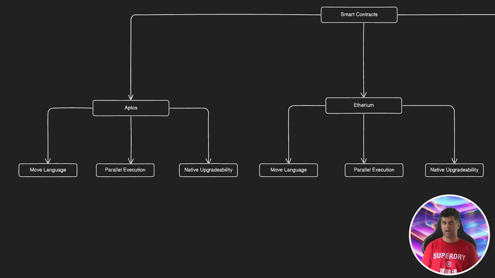Another key difference is Aptos' parallel execution engine. This isn't just a performance booster, it fundamentally changes how we need to think about our contract logic. We need to design with concurrency in mind from the get-go. Lastly, Aptos has a different approach to smart contract upgradability. It's more straightforward in some ways, but it comes with its own set of considerations that we'll learn later.